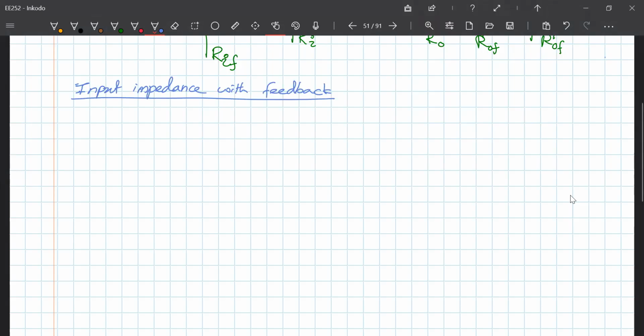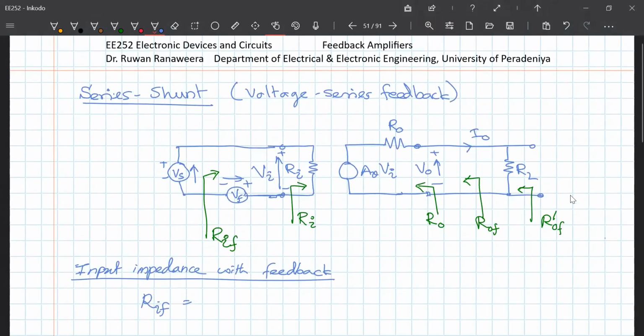Okay, so let me define it. RIF is defined as the ratio of voltage to current. What voltage? The voltage is this voltage. So this is what we are trying to define. So this voltage is what is applied across this. So I assume this is basically a resistor that you have here. The current has to be that.